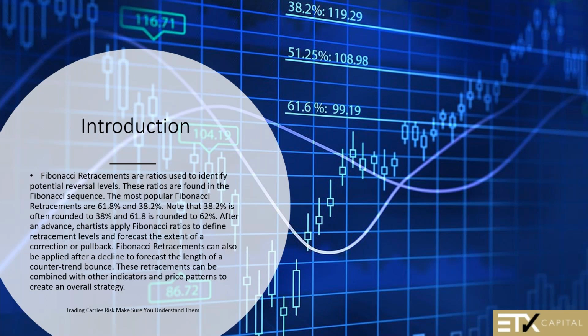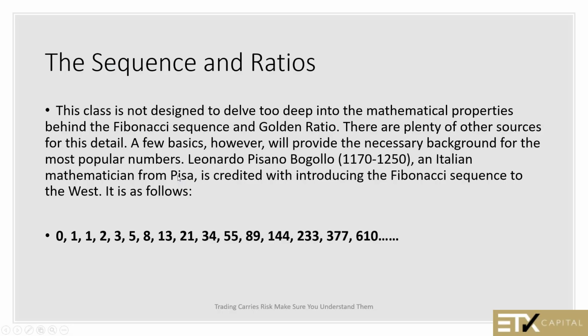Now, note the 38.2 is often rounded off to 38 and the 61.8 to 62 because Fibonacci levels are not exactly precise. They are alert zones or levels that alert you to something. So after an advance, chartists apply Fibonacci ratios to define retracement levels and forecast the extent of a correction or a pullback. Fibonacci retracements can also be applied after a decline to do the exact same thing. These retracements can be combined with other indicators and price patterns to create an overall strategy.